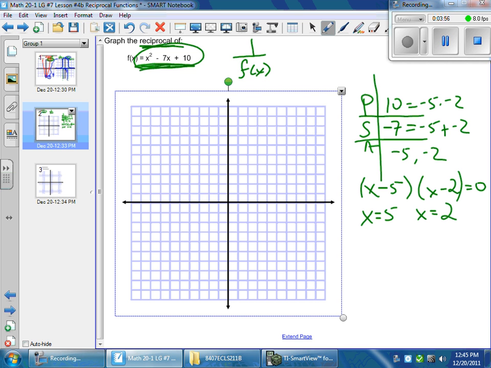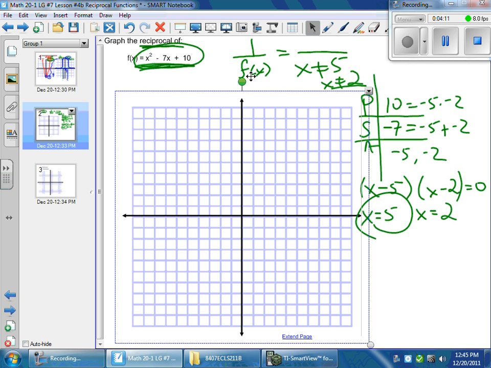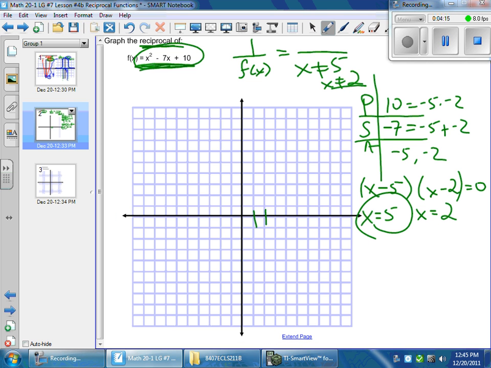So when we do the reciprocal function, guess what? X cannot equal 5 and cannot equal 2. There's your non-permissible value. So here we go. Let's make this graph a little bit bigger so we can play around with it. There we go. Okay, here we go. 1, 2, there it is. And so that's one of your asymptotes right there. And 3, 4, 5. There's your other asymptote right there.